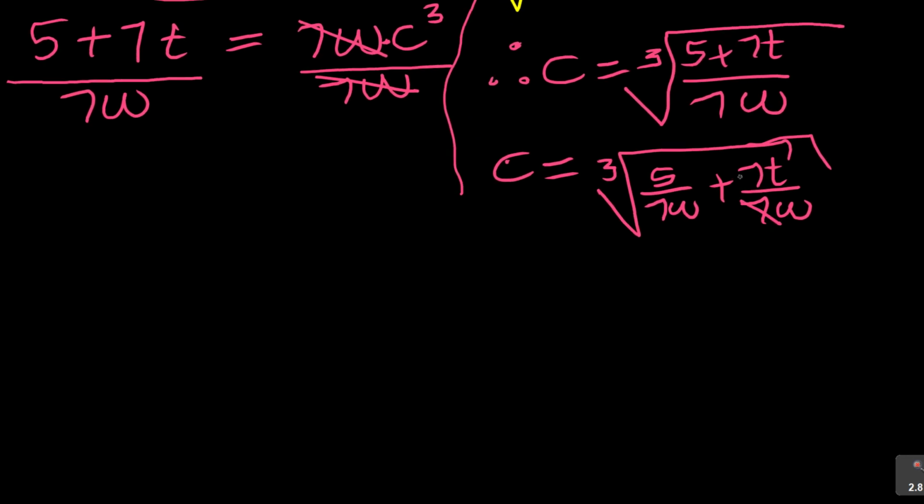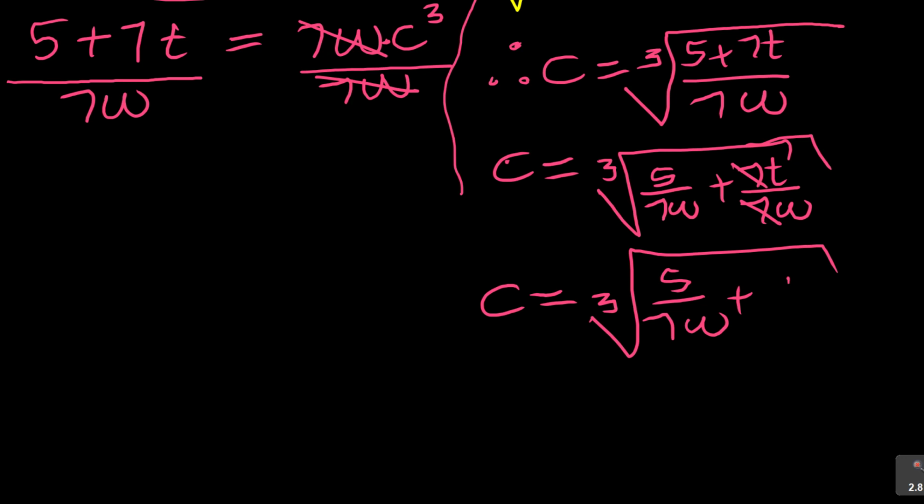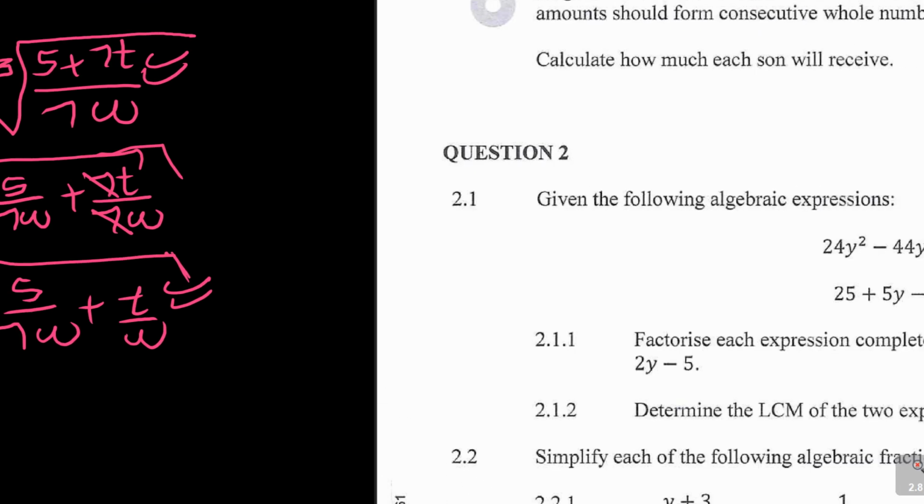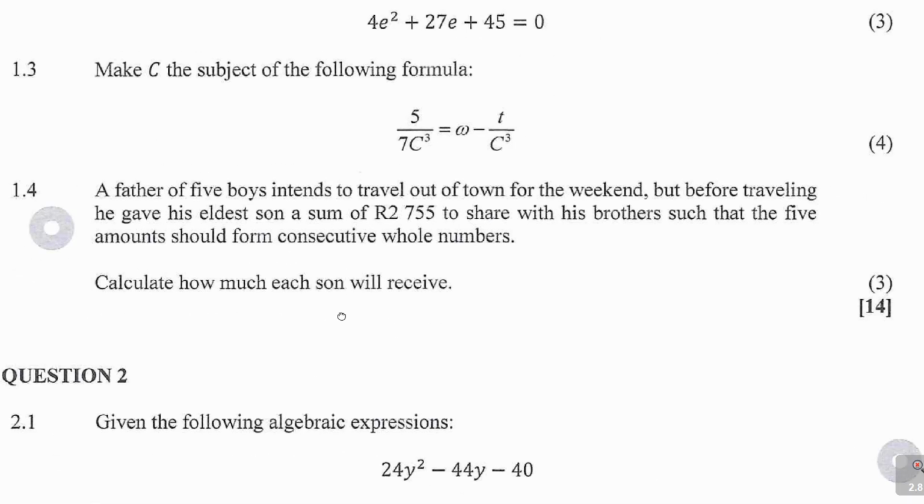And then this 7 cancels this 7, then c is equal to cube root of 5 over 7w plus t over w. Then if you had it like this, it was also going to be fine. So whether you have this one or you have that one, they're still going to mark you correct. All right. Wrapping it up is question 1.4.